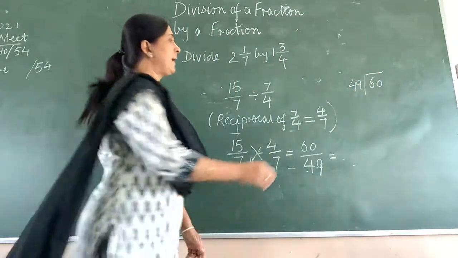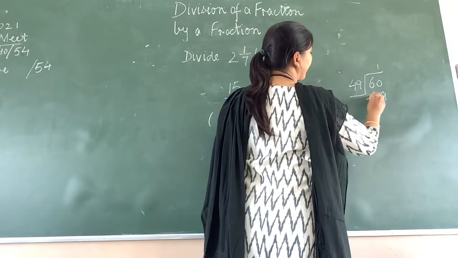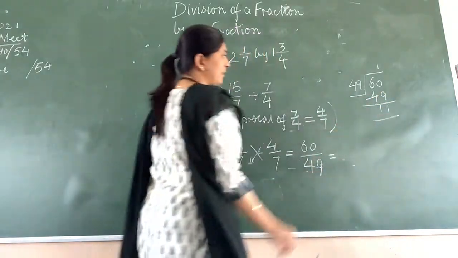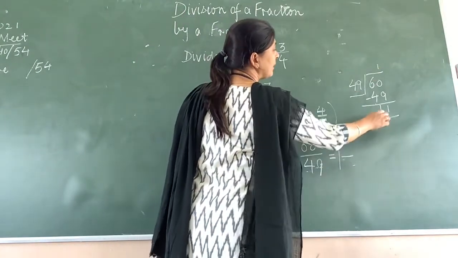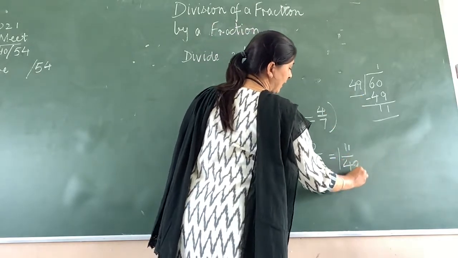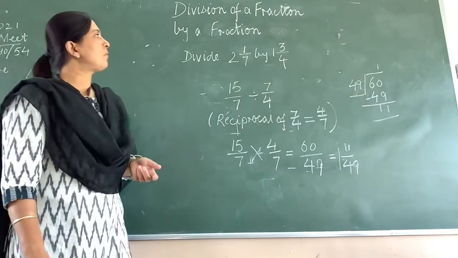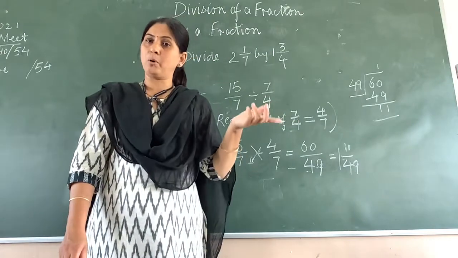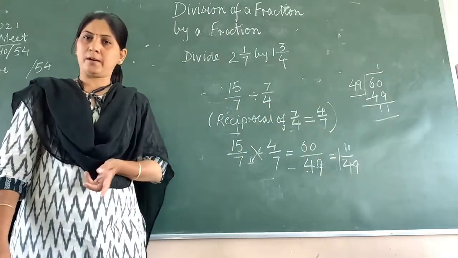Now 49 times 1 is 49. 49 when we subtract from 60 we get 11. So what is our answer? 1 whole 11 over 49. This is our answer. So today we learned, children, how to divide a fraction by a whole number and how to divide a fraction by a fraction.